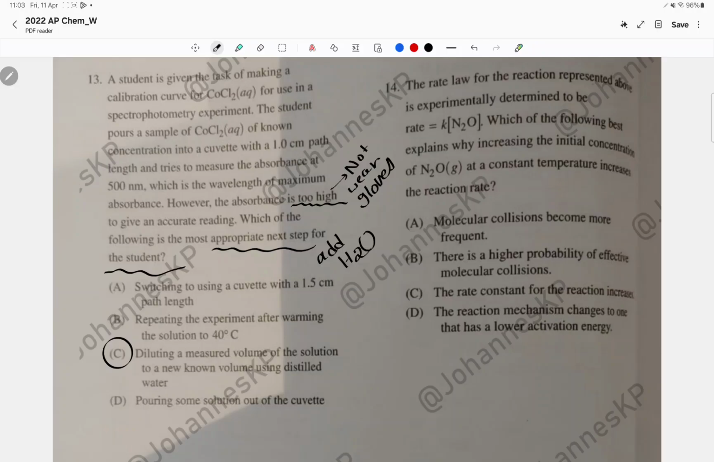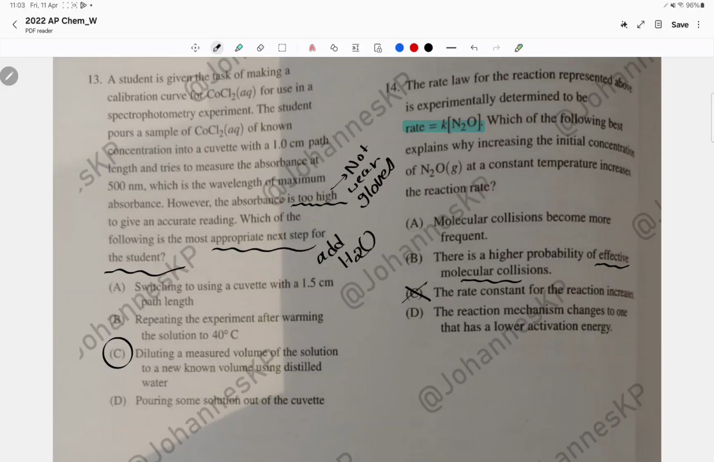Good. The rate law for the reaction represented above is determined to be rate = k[N2O]. Which of the following best explains why increasing the initial concentration of N2O increases the reaction rate? Well, does the rate constant change if you increase the concentration of something? No, the rate constant only changes if you change the temperature. So it's not going to be C. Do you guys know what effective collisions mean?